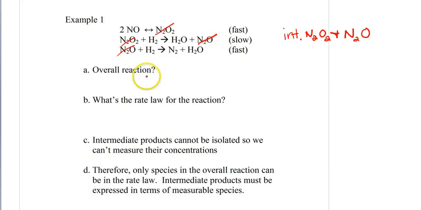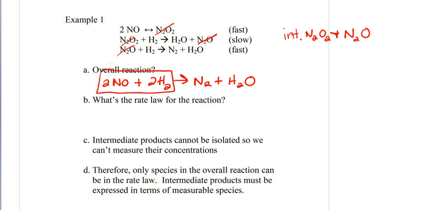For my overall reaction, I'm now going to see what I have left and take the sum of it. So I have 2NO and 2H2 yielding N2 and water. So that is my overall reaction for that mechanism. I'm going to use this to guide me in my rate law.